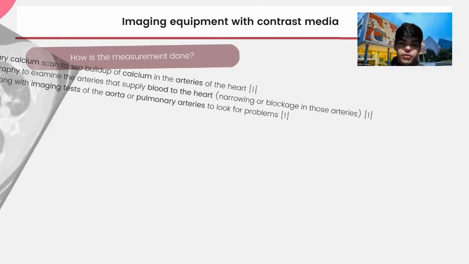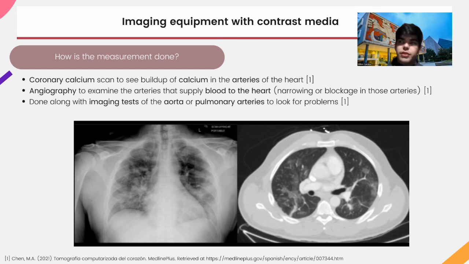According to the measurement, there are certain types of measurements on CT scans. We can get a coronary calcium scan in order to see the buildup of calcium in the arteries. Also angiography to examine the arteries that supply blood to the heart. Also, we can do a lung imaging test of the aorta and pulmonary arteries to look for structural problems, without using the contrast media.